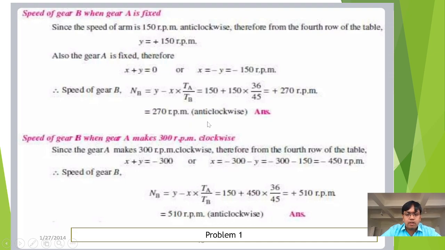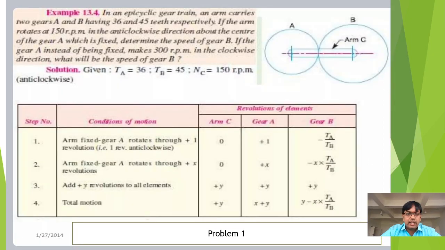So this is how we solve the problems of the epicyclic gear train by using the tabular column method.